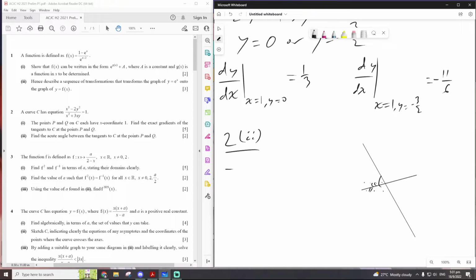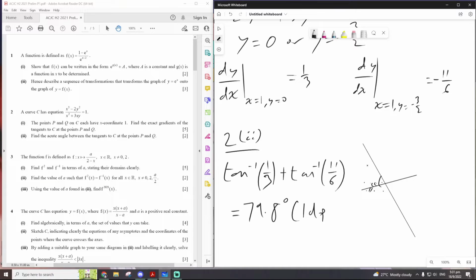So just add the two of them together, and you'll get the answer. You'll get 79.8 degrees to 1 decimal place. Okay, nice.